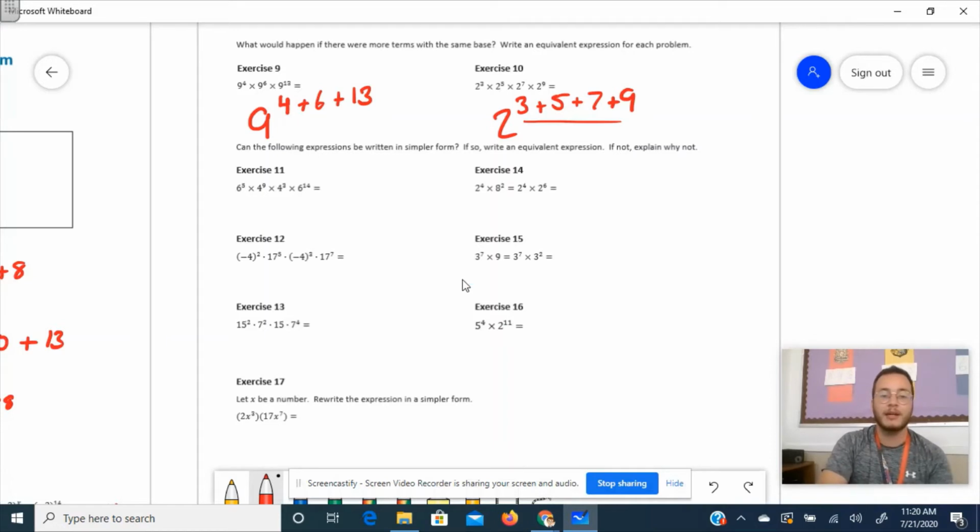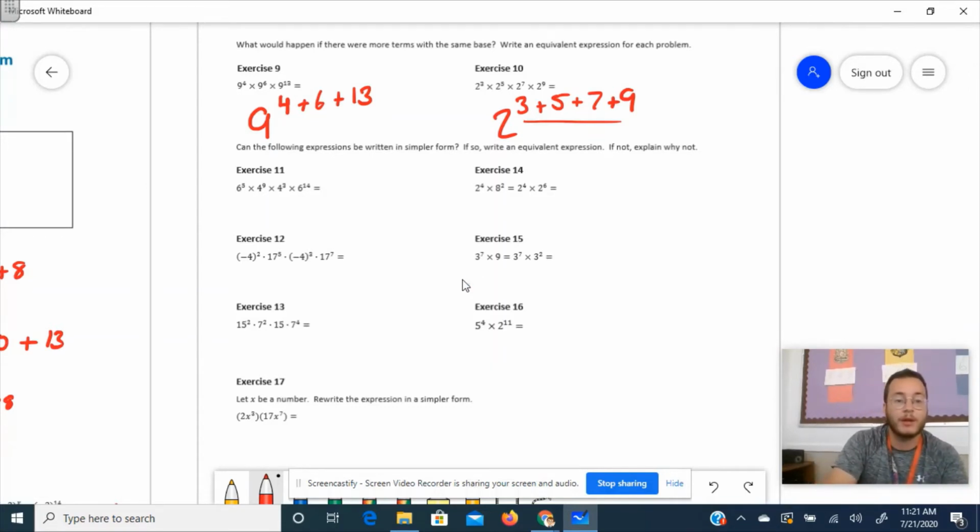Can the following expressions be written in a simpler form? If so, do it. If not, explain why. All right. Right here I have 6 to the 5th power times 4 to the 9th times 4 to the 3rd times 16 to the 14th power. Can this be simplified? It can, but not entirely. Because remember, you can only add exponents of the same base.